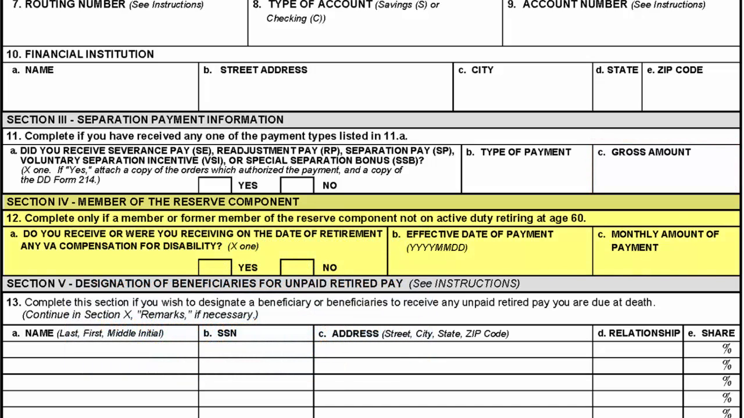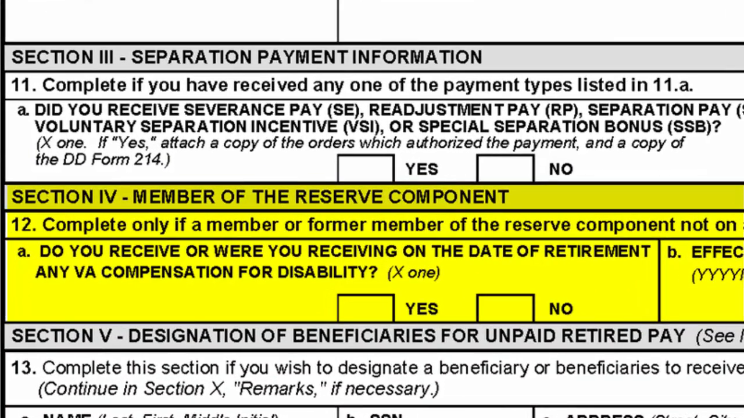Section 4, member of the reserve component, 12A, is also a yes or no question. Depending on the answer of question 12A will determine if you put anything in 12B and 12C. So the question is, do you receive or were you receiving on the date of retirement any VA compensation for disability? If not, you will put an X in the block beside no. You will not put anything in 12B or 12C.